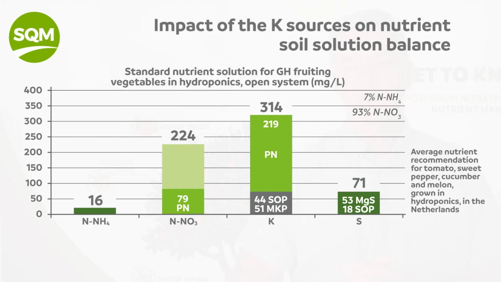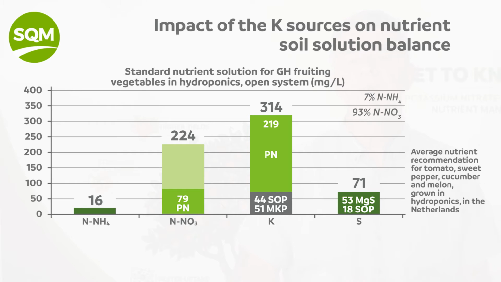This is a graph showing an ideal nutrient solution in hydroponics in the Netherlands, and this is what they use for tomatoes and sweet peppers and cucumbers and melons. And the ideal nutrient solution here is in parts per million, or milligrams per liter. Nitrate nitrogen is 224 parts per million, ammonium is 16 parts per million, potassium is 314 parts per million, and sulfur is 71 parts per million. That's what the grower is trying to achieve.